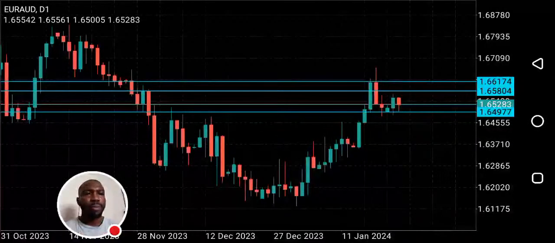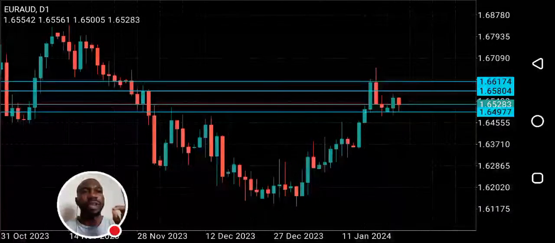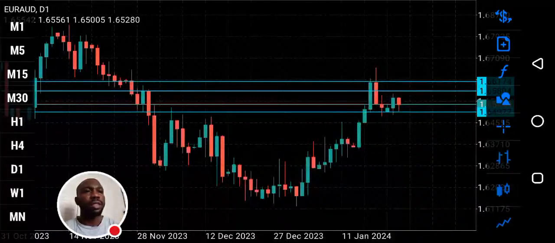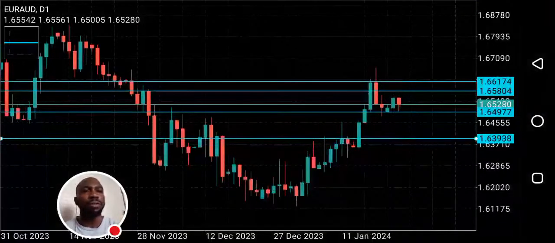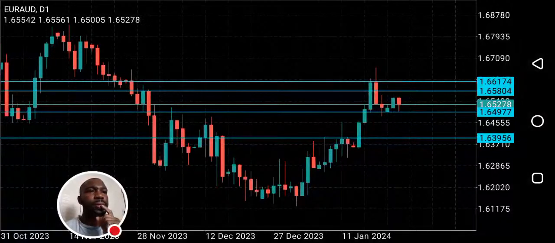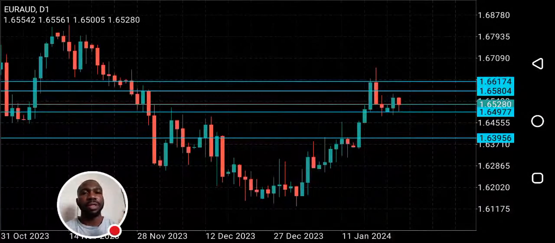Wait for a candle to close below 1.6497. That will be the best area to sell Euro Aussie. And if you are selling Euro Aussie, your first take profit should be at this level. That's about 100 pips from the current market price.